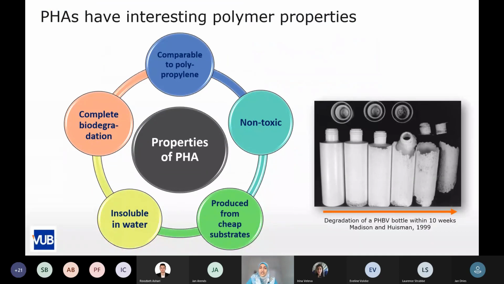What makes PHA interesting as bioplastics is its properties. So they are comparable to polypropylene plastics, and they are non-toxic. They can be produced from cheap substrates. They are insoluble in water, and most importantly, I think, they are completely biodegradable. As you can see here in the picture, the degradation of a plastic bottle in just 10 weeks.